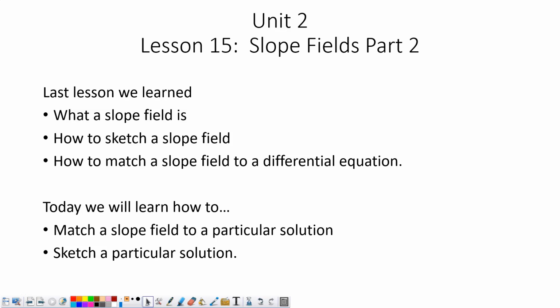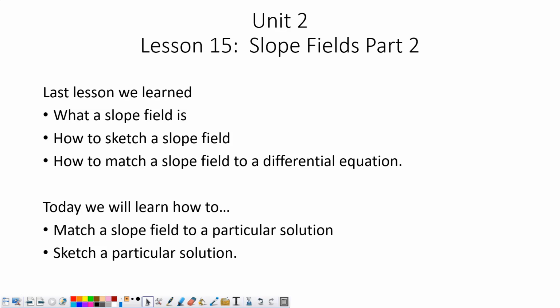Alright guys, welcome to our last lesson for Unit 2. Next class we'll do a little bit of review for our test. But yeah, this is it for Unit 2. So we're going to continue our discussion on slope fields today.